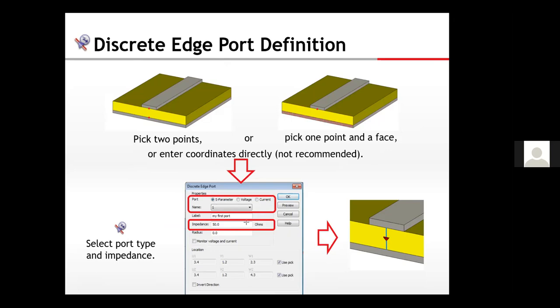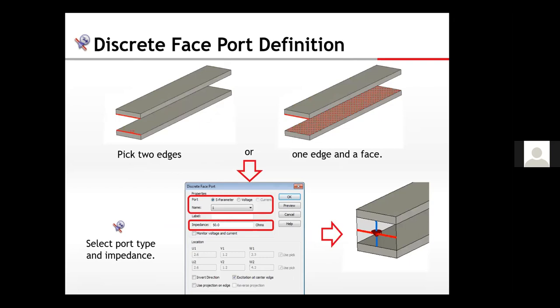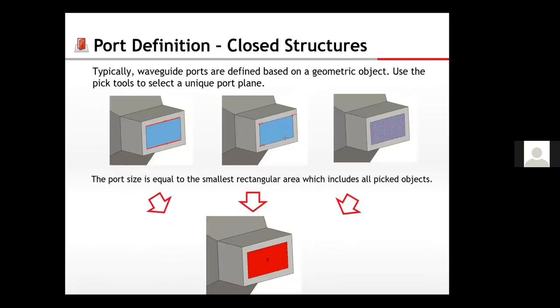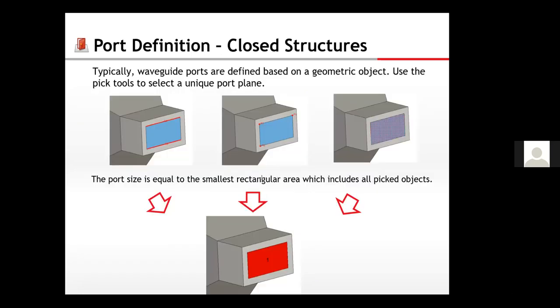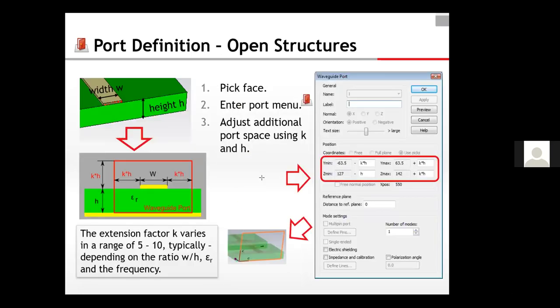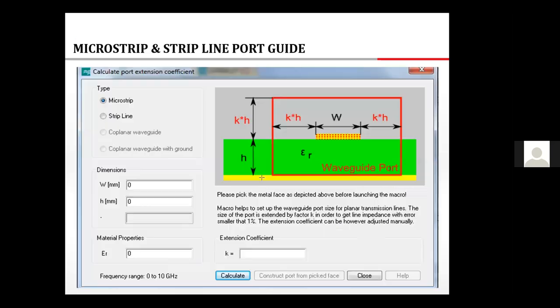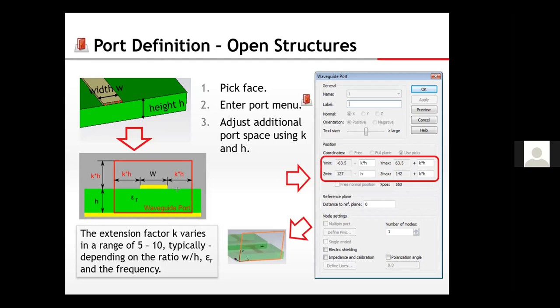You are in for taking port for S parameter, voltage, and current. So this whole thing depends on you. Okay. So here is the discrete port, and the phase type is the port definition. So this is an example of a waveguide port. You can define a waveguide port by first clicking the face of this transmission line, and then waveguide port. Okay, so this definition is very, very important.